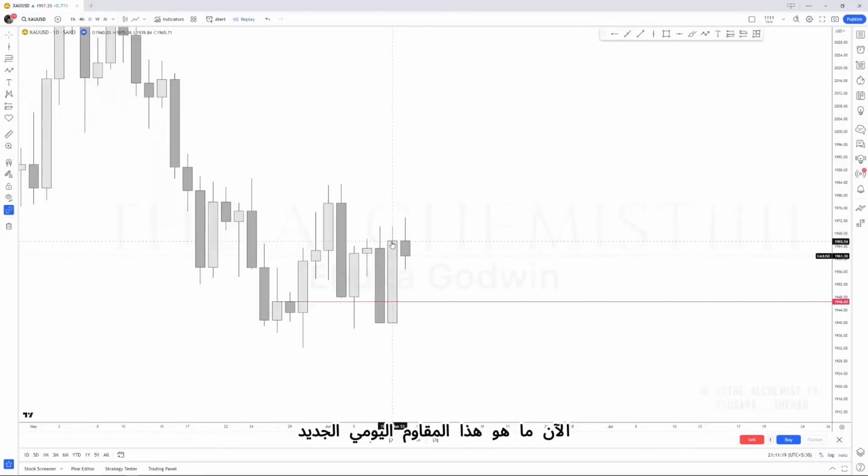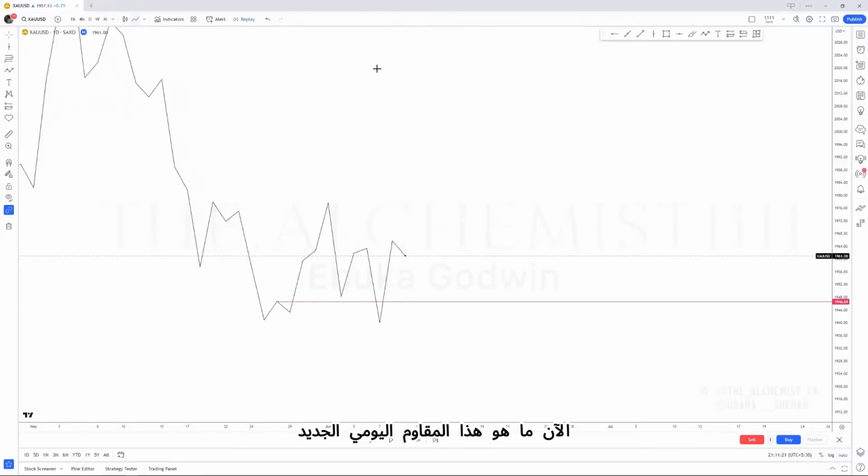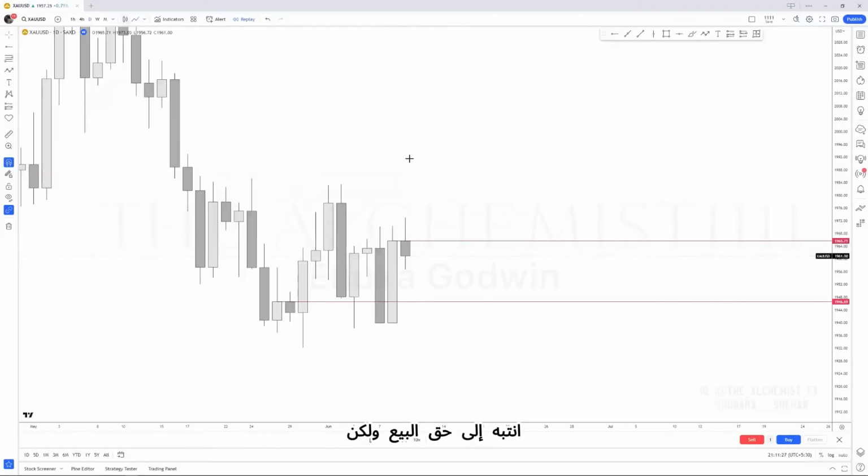Now, what is this? A new daily resistance. Look at this. Can you say this is a good zone to pay attention to for selling? But remember, weekly is bullish. We have a daily resistance to pay attention to, because it's a weekly bullish storyline. Daily creates a new resistance, so this is a good zone for you to pay attention to.